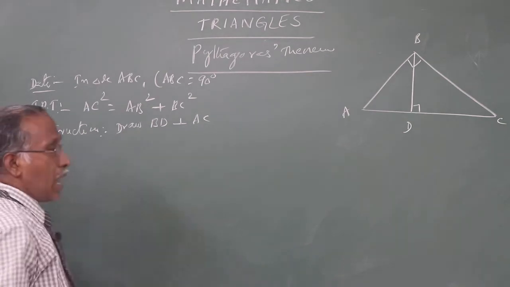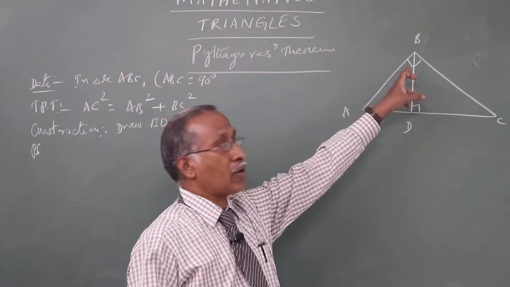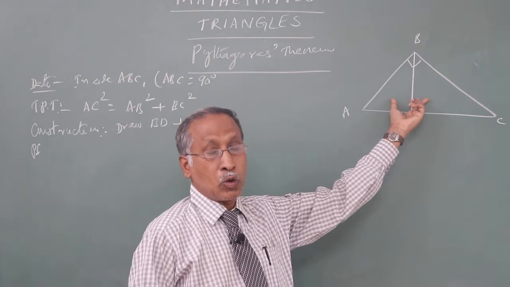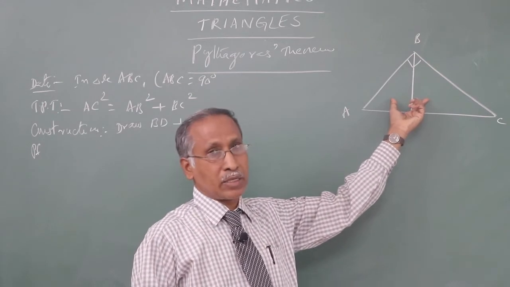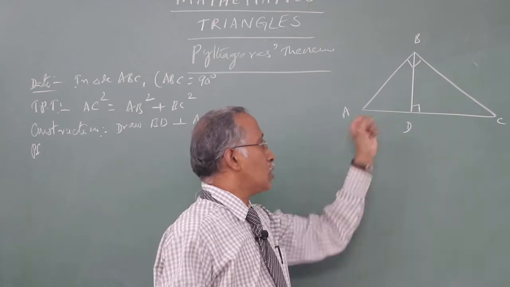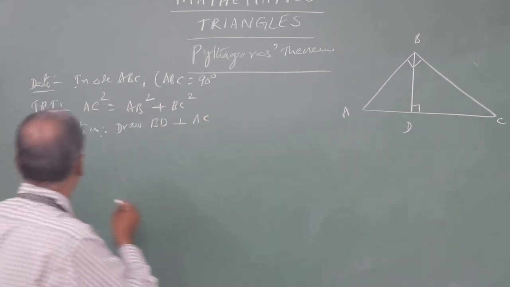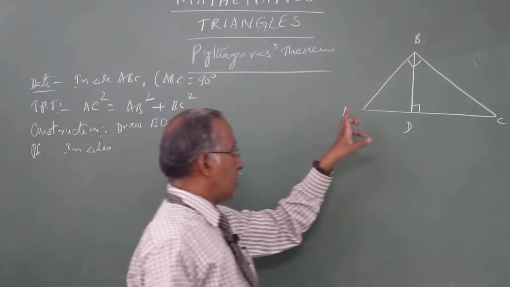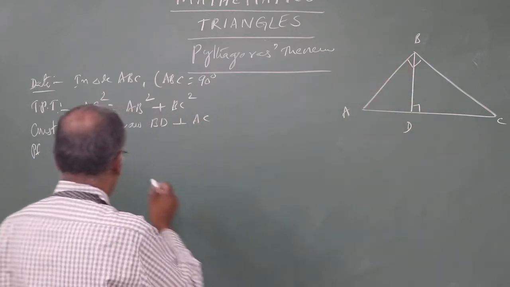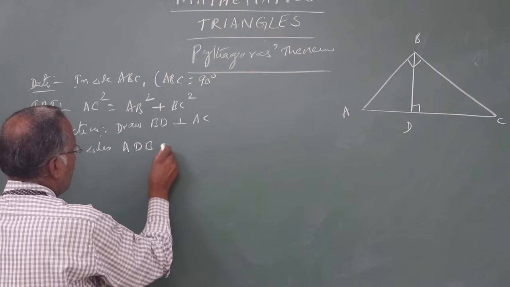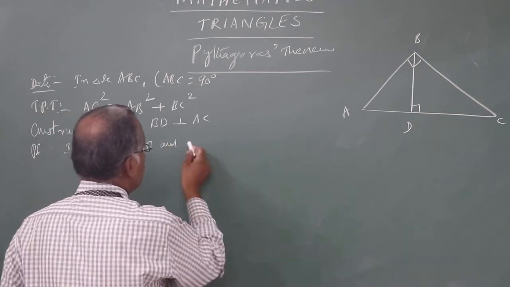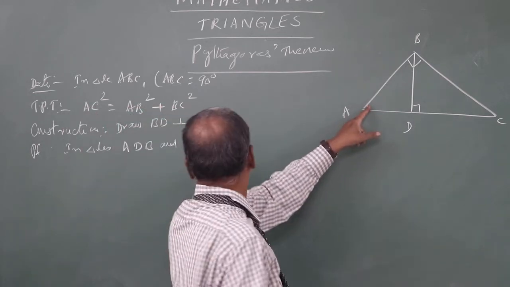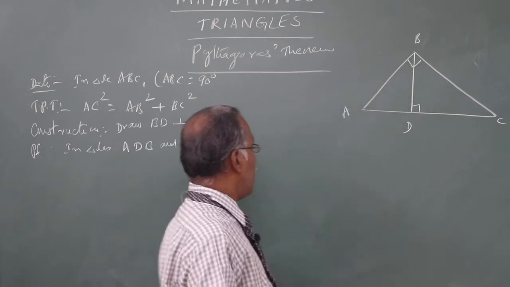Now, the proof part. As you know, the perpendicular drawn from the right angled vertex to the hypotenuse divides the triangle into two triangles which are similar to each other and to the given triangle. So, we have to compare the triangles here. In the triangles ADB and ABC, you know that angle A is common. Angle D is equal to angle B is equal to 90 degrees.